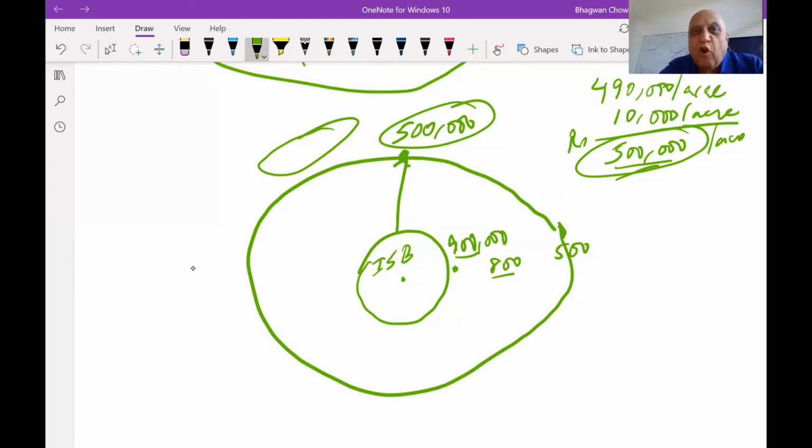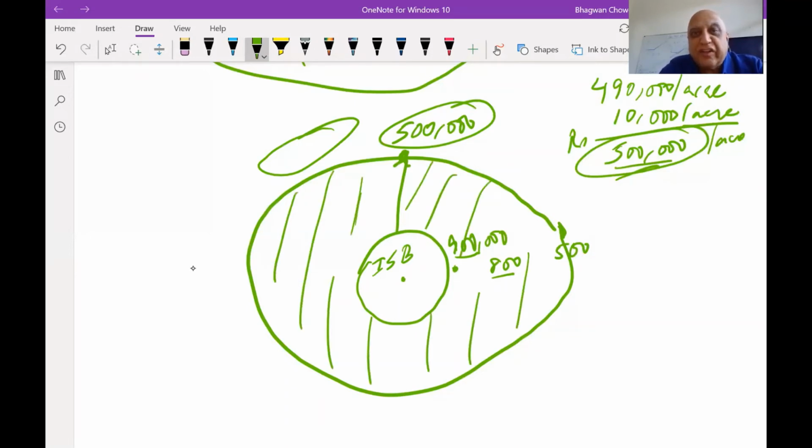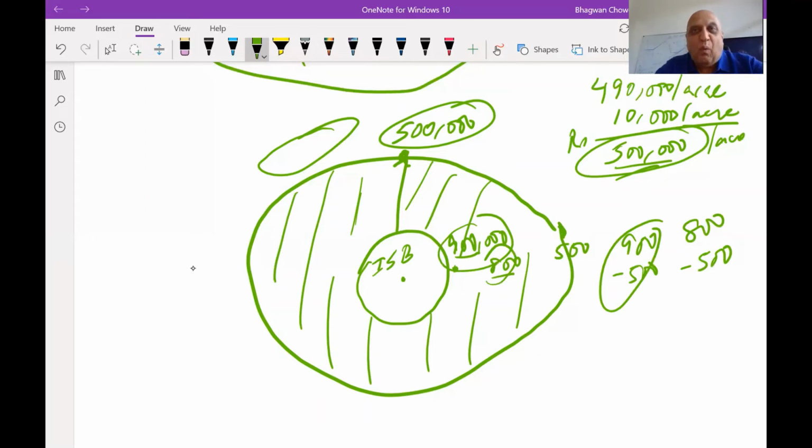Okay, so now I am going to make a ring around ISB that is going to be smaller. So how much extra value did I create? Well, now it is the difference between 900 minus 500 or 800 minus 500 as opposed to 900 minus 100 as was the case before. So you see, in this case, the additional value created is not going to be as high. So what do we learn? What we learn is that the increase in value is going to be more when the land prices are lower. Increase in the value of land is going to be smaller where the land prices are already high. And this is sort of intuitive.